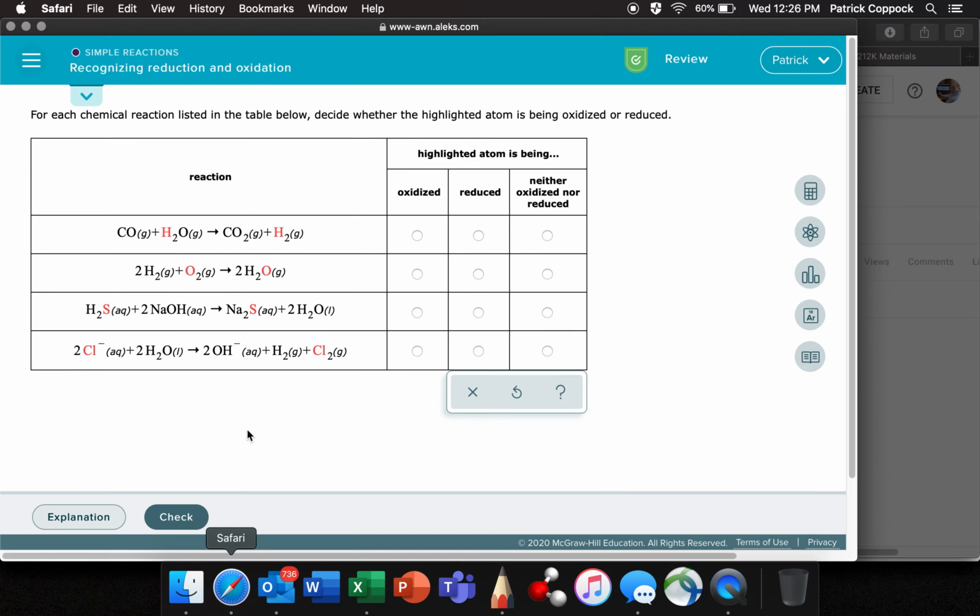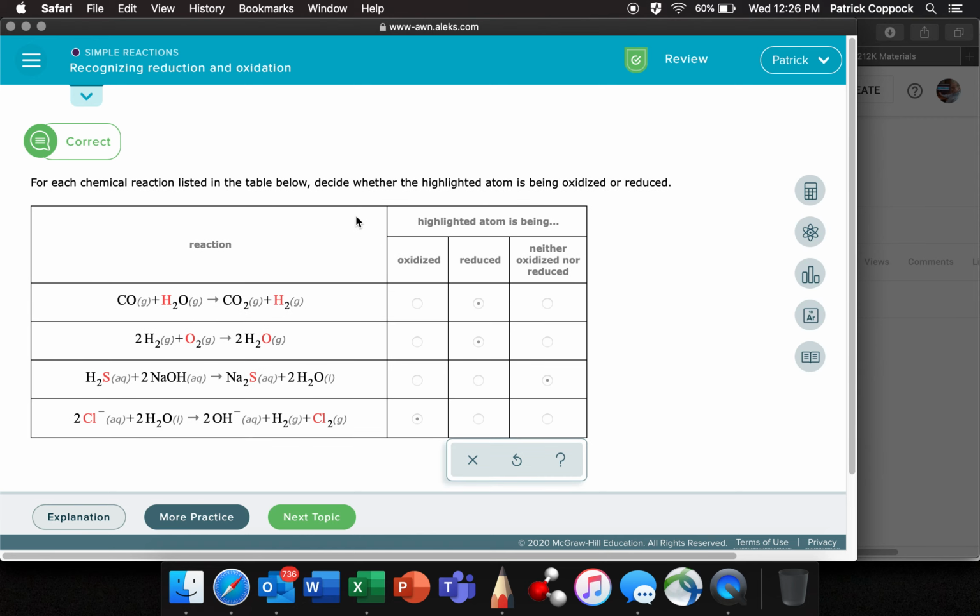Let's go back over to the live. It was reduction, reduction, neither, and oxidation. Is that right? Hydrogen's +1 here and 0 here. Oxygen is 0 and it goes to -2. That's also reduction. That's true. Sulfur's not changing. -2 to -2, so it's neither. Yep, this is correct. All right, let's go ahead and submit that and get the green ink on there. Love it.